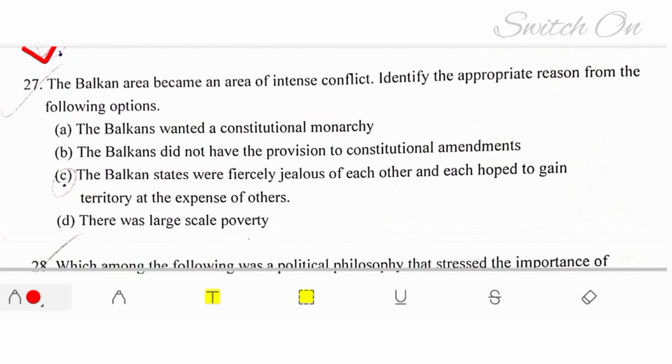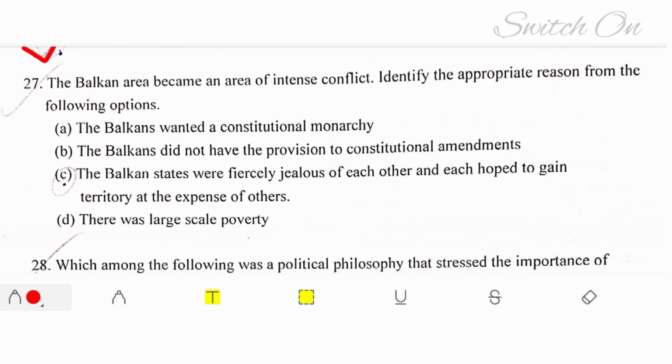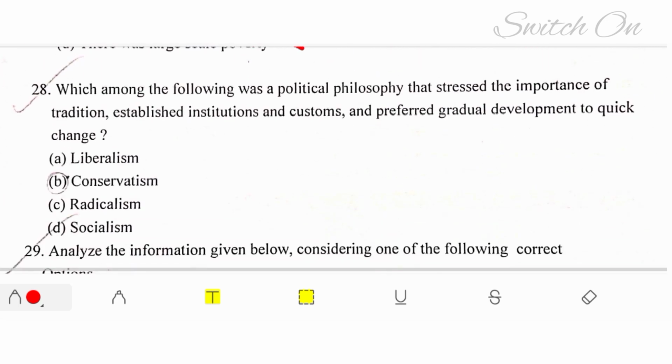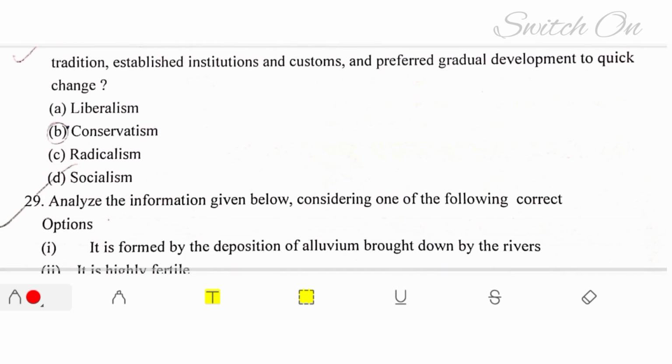Question 27. The Balkan area became an area of intense conflict. Identify the appropriate reason. The Balkan wanted a constitutional monarchy is wrong. Balkans did not have the provision is also wrong. The Balkan areas were fiercely jealous of each other. So this statement is true. Balkans were jealous of each other and hoped to gain more territory. So option is C.